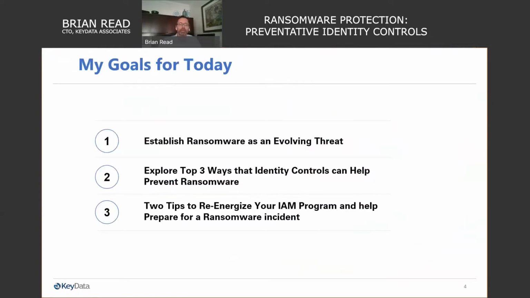So it tells you a little bit about how we're approaching these types of problems as an organization. My goals for today are to talk to you a little bit about the basics of ransomware, introduce three ways in which identity controls very specifically can help you prevent ransomware, and then give you a couple of tips at the end to re-energize your IAM program and help you prepare in the unfortunate event that ransomware comes to your company.